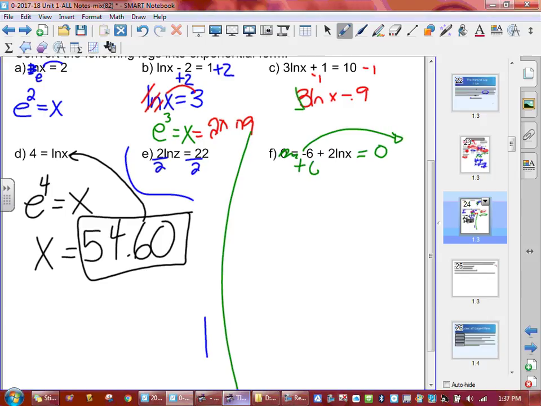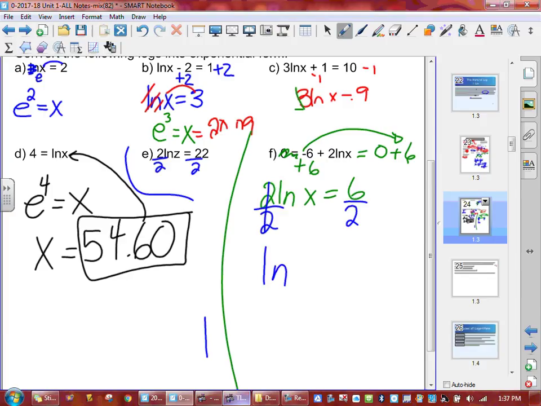We need to divide out the 2. Pay attention, please. ln x equals 3. Now we're able to switch forms again. So, convert e exponent 3 equals x. Remember, this guy disappears, and they switch places. Okay, that's all it is. It's a switcheroo. And now we type in e exponent 3, which is 20.09.